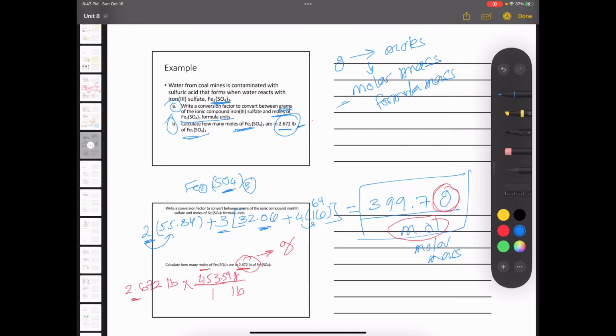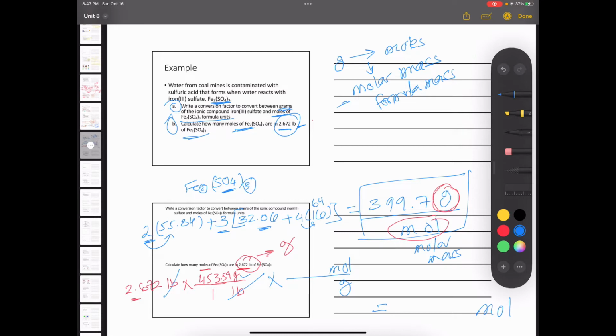Now I have converted my pounds into grams, right? I can cancel out the pounds with the pounds, and now I'm left with the grams. Now it's time for me to use my molar mass conversion factor. I have grams down here, and I have mole up here. Why do I need the mole? Because at the end of the day, I need to have mole as my unit. I'm converting from grams to moles.